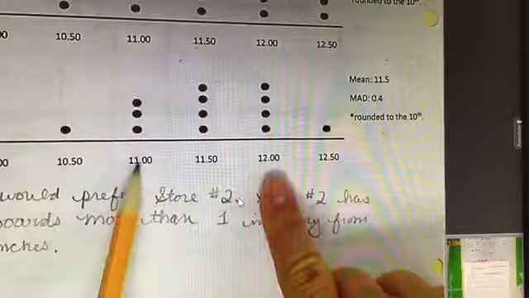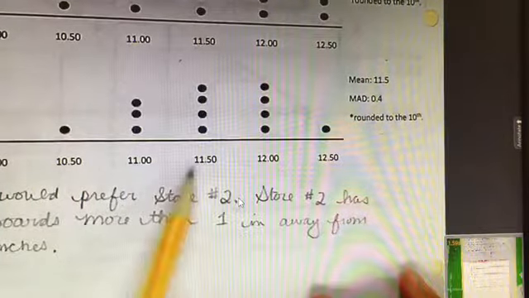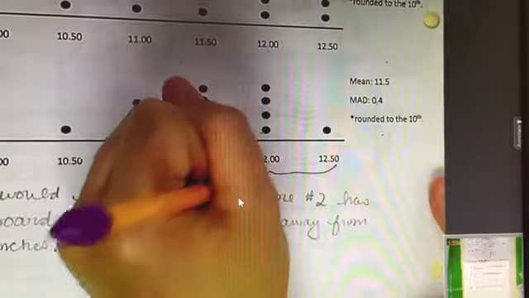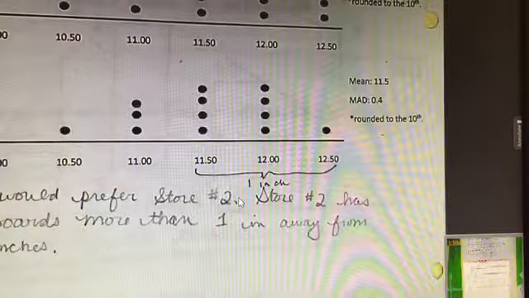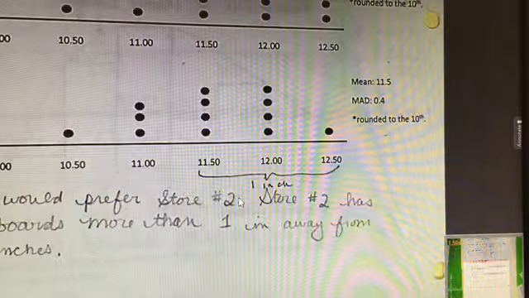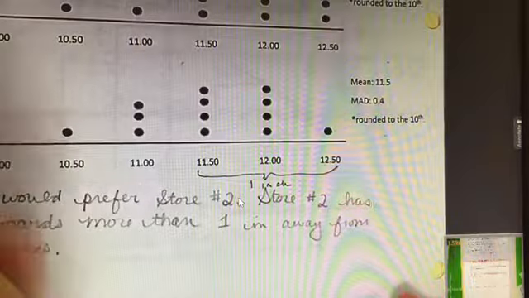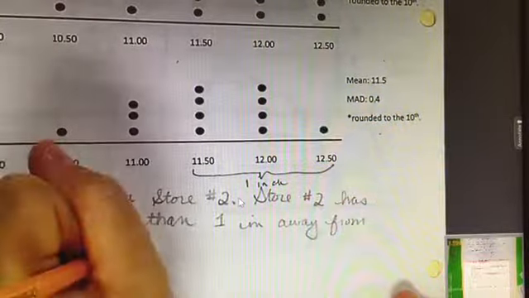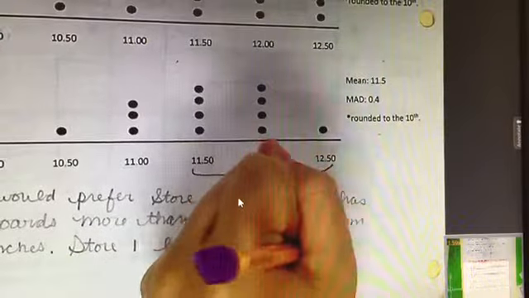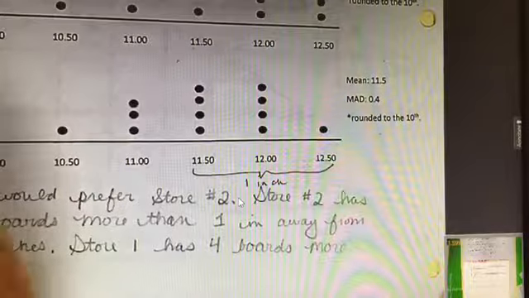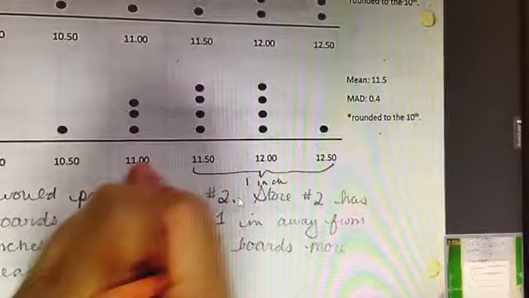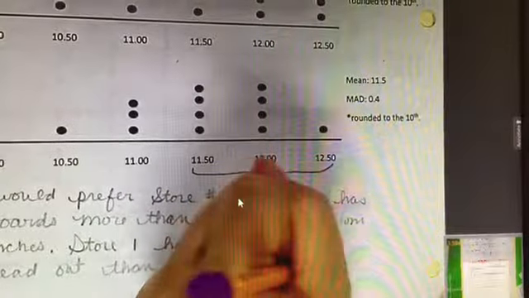Okay, so here's 12. How do I want to say this? This is 1 inch right here, correct? This is 1 inch total, right? Half an inch to the left, half an inch to the right. So we've got 1, 2, 3, 4 that are more than an inch away from what we want. Where store 1 has 4 boards more spread out than 1 inch away from 12 inches.